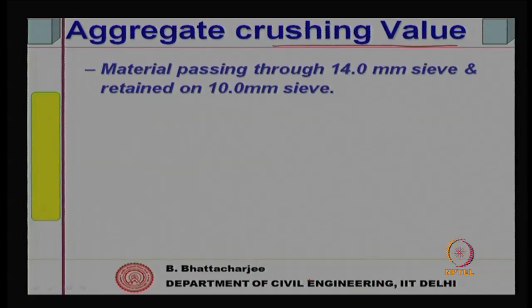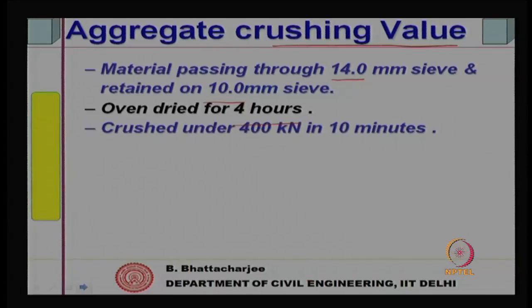Second issue is, you see, if the aggregates are in aggregation form, it is very difficult to measure their strength as such. So, what we do is, we compare two aggregates, we use a test called the crushing value test. There is another similar test called aggregate impact value. Crushing value test is very commonly used. In this one, we pass aggregates through a 14 mm sieve and retain them on a 10 mm sieve. So, only this size we take, so the effect of size is actually eliminated. This is oven dried for 4 hours, so moisture condition is again standardized, and then crushed under 400 kilonewton in 10 minutes. So, the rate of loading is also fixed.